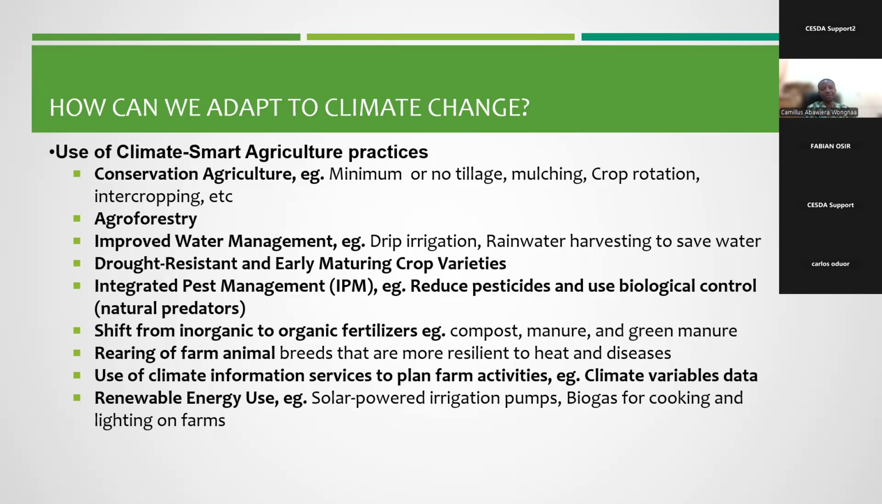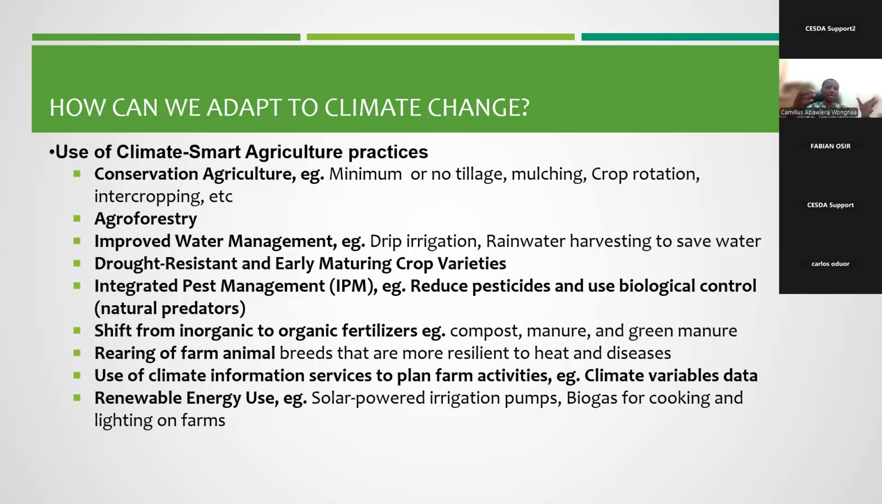The first one has to do with conservation agriculture. Basically, I've given some examples here. We have what we call minimum or no tillage. We are preaching that don't till the land at all. Don't plow the land. When I talk about tillage, I'm talking about plowing the land. The reason is that when you plow the land, you affect the soil structure. And when the soil structure is affected, it affects even the soil's water retention ability.